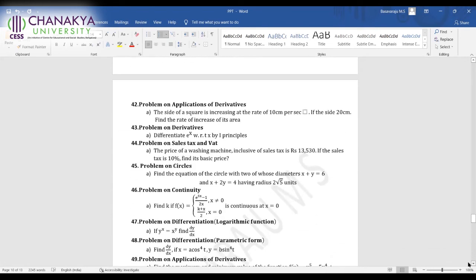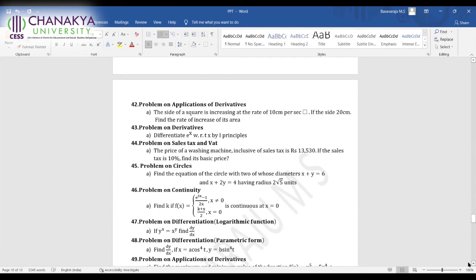So based on the side of a square increasing at a rate. Remember, when something is increasing or decreasing, this comes under rate of change. Rate of change means what? It is dx divided by dt, where x is indicating the sides of the square. So for this, you need to remember all the mensuration formulas.